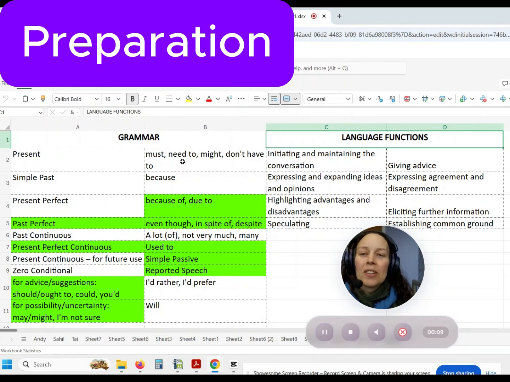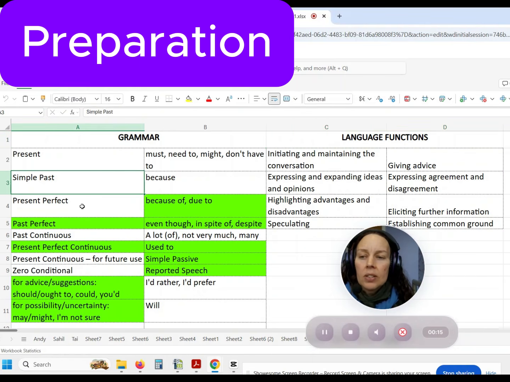Next thing, we need to look at grammar and language functions because that's what I need to prepare for. These are the tenses. I want to make sure that I can speak using these tenses because if you go into this B2 exam and you only speak in present tense, maybe simple past or future, that's going to be a problem. You will not pass if you only use those three tenses.